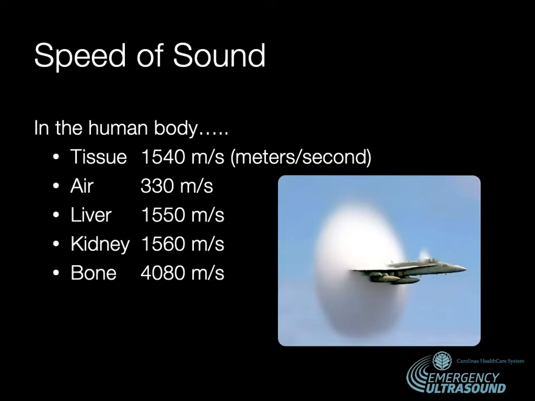In the human body, ultrasound wave is going to travel through your liver at about 1,550 meters per second, and it's going to travel through kidney at 1,560 meters per second. Notice that the extremes are going to be your air and your bone.